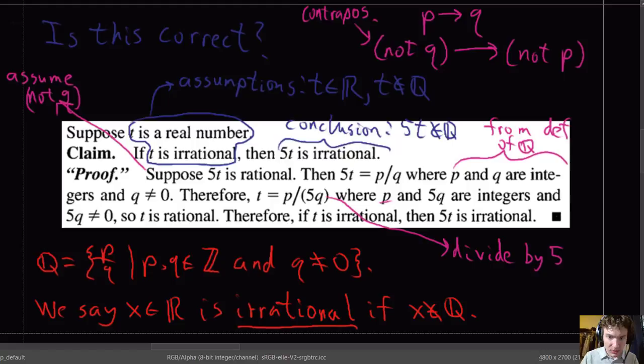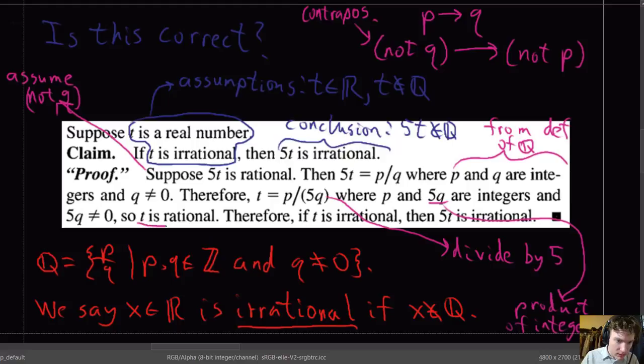We next claim p and 5q are integers. Why is that true? Well, we assumed p is an integer. We only have to argue that 5q is an integer, but we know that the product of integers is also an integer, right? So you can fill in the rest. 5 times q is also an integer. Why is 5q not equal to 0? Well, that's because q is not equal to 0, so multiplying both sides by 5, 5q must also not be 0.